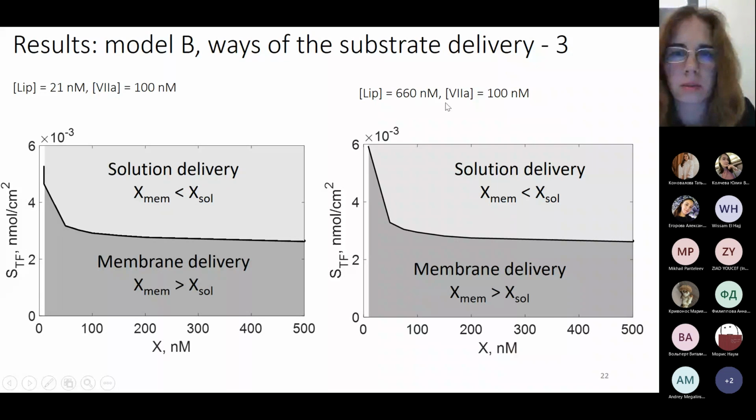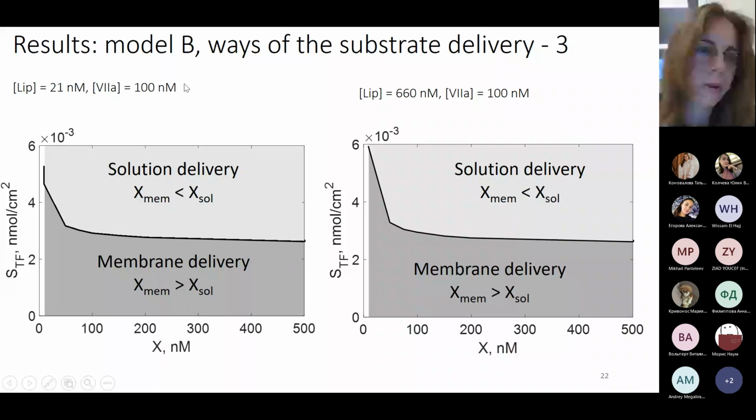In both calculations, we have factor 7 active concentration equal to 100 nanomoles. It is quite high because we need to make it enough to form tenase with all the tissue factor. It is a saturated concentration.